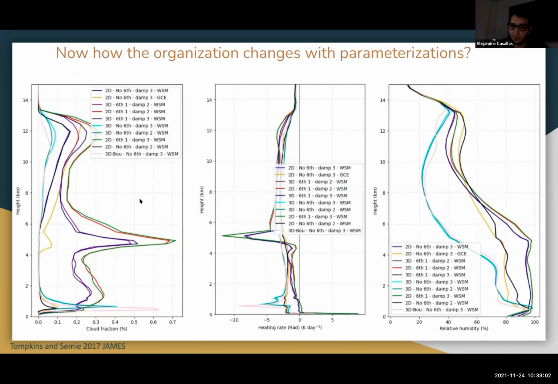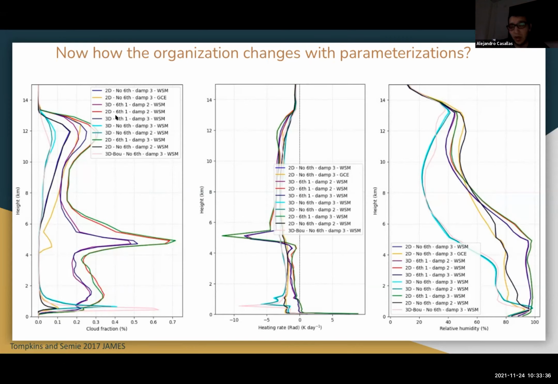So WRF is good because you have a lot of parameterizations and things that you can use to make sensitivity tests. And here what I want to show you is the cloud fraction, the vertical profile of heating rate and relative humidity. And the only thing I'm changing here is the diffusion coefficient. So if you want to have a 2D Smagorinsky scheme or a 3D Smagorinsky scheme, how the results change. And you can see that they change a lot, no?